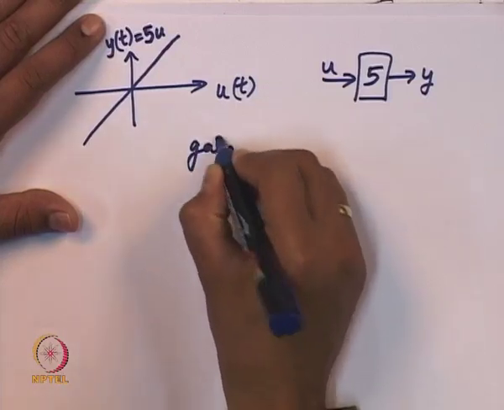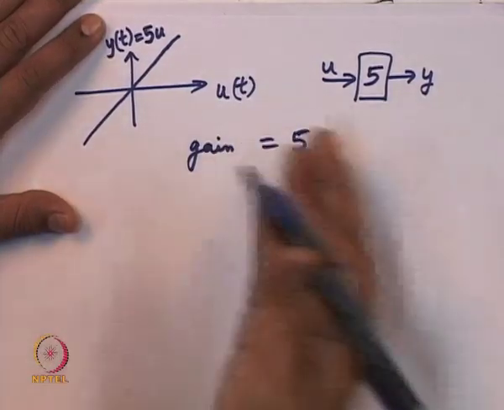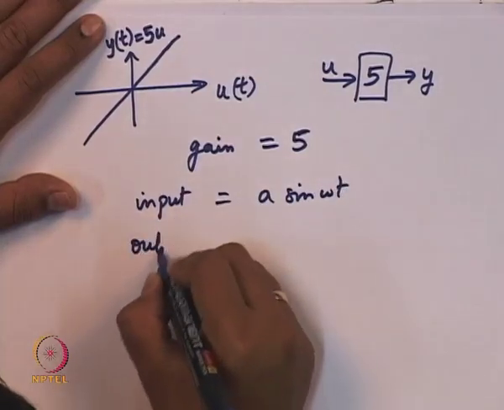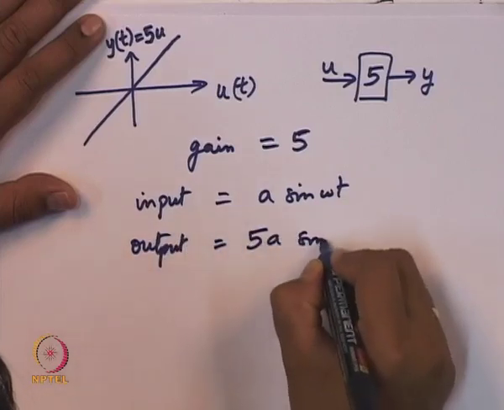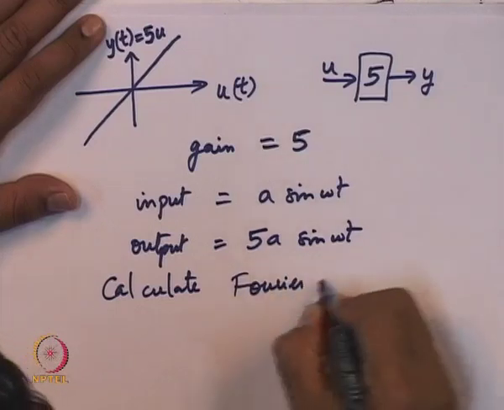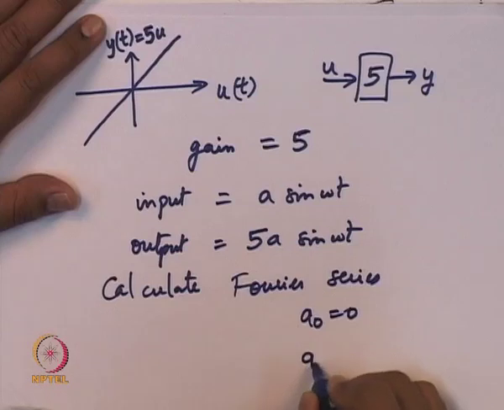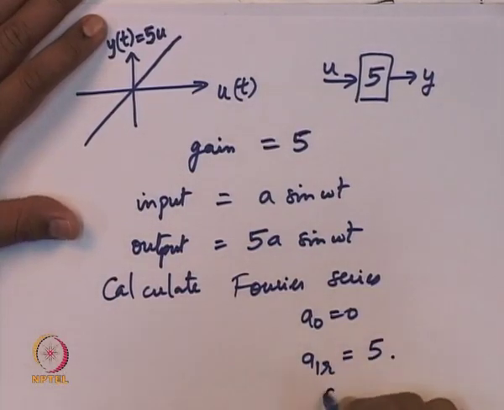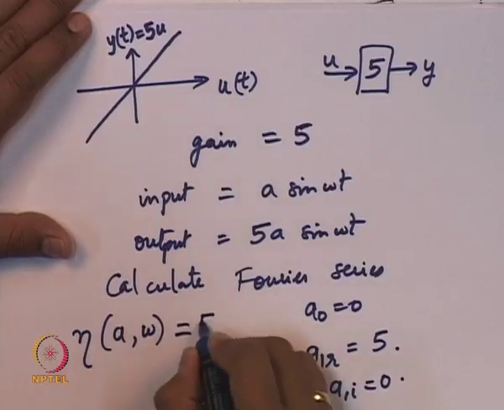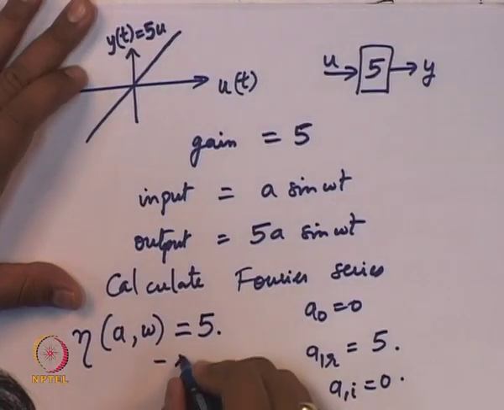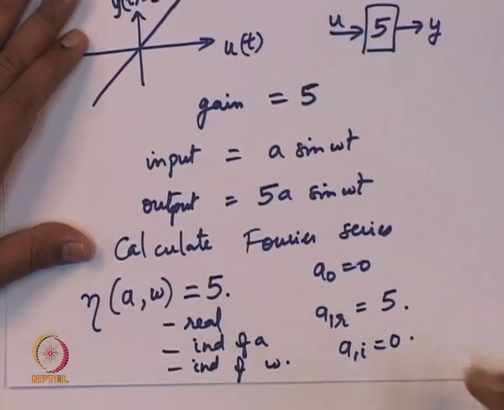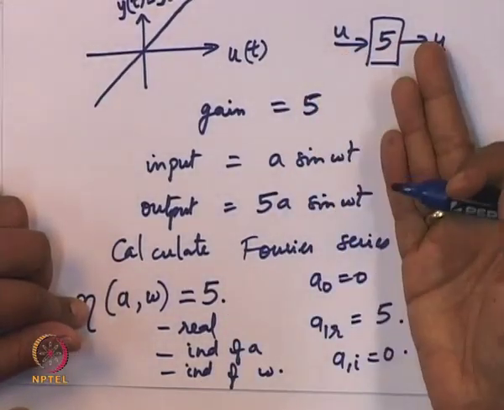So what is the gain? Gain is equal to 5. How do we see this? Input is equal to A sine omega t, output is equal to 5A sine omega t. It is a good exercise to calculate the Fourier series. A0 is equal to 0, the real part of A1 turns out to be equal to 5, and the imaginary part of A1 turns out to be equal to 0. Hence, the describing function here turns out to be just 5. It is real, independent of A, and independent of omega also. That is expected, since this just multiplies by 5.